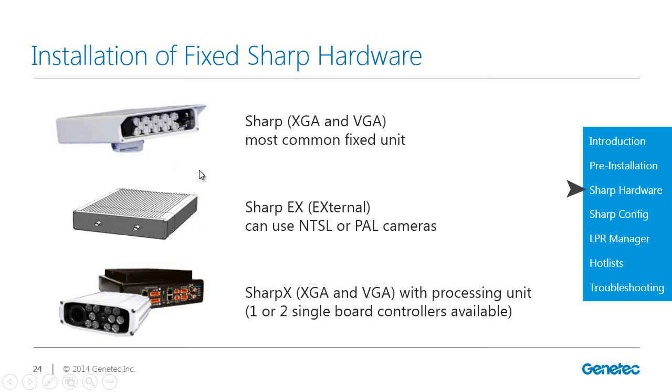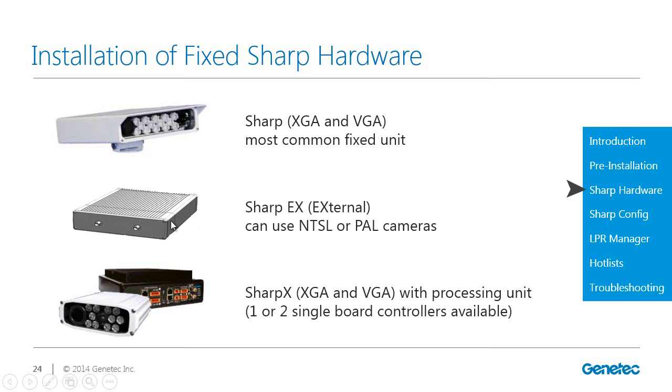Now for the standalone units, there are three kinds of models that you'll see. The first one is the Sharp XGA, which uses a high definition LPR camera that can capture images in 1024 by 768 resolution. And as well, we also have the Sharp VGA, which is the same model as the XGA, only the LPR camera uses a standard definition of 640 by 480.